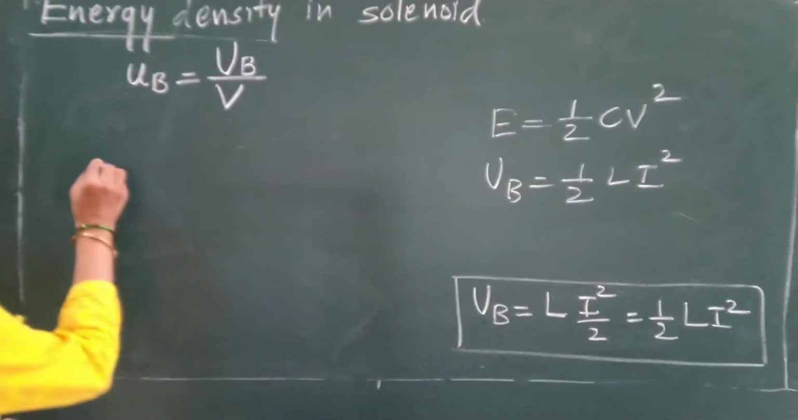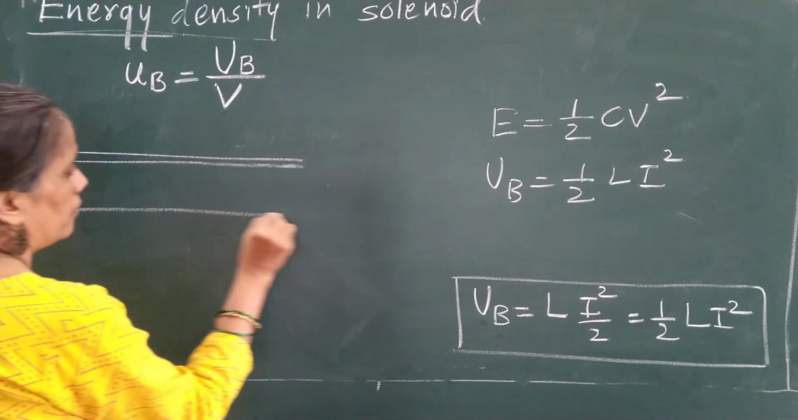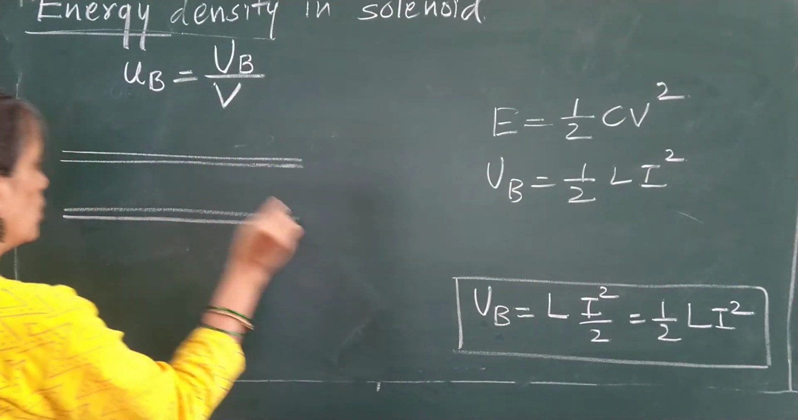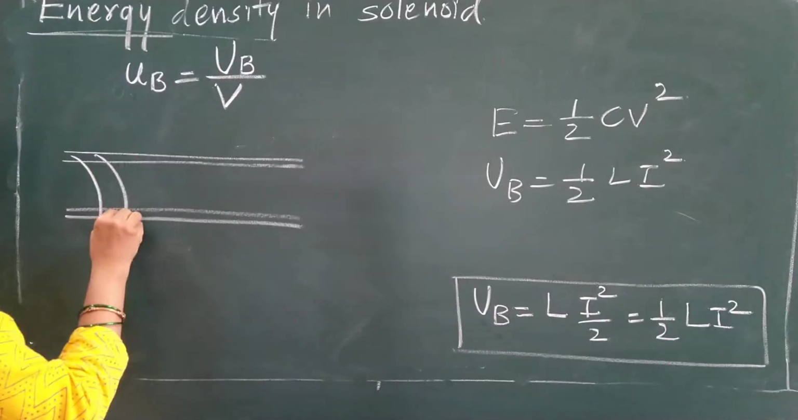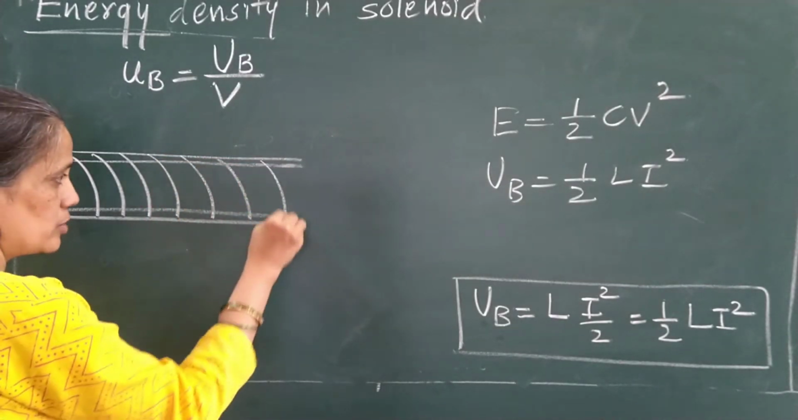Now the solenoid, what is a solenoid? So let's consider this is the solenoid. This is a core. Over the core the coil is wound. So here is the number of turns of that solenoid.